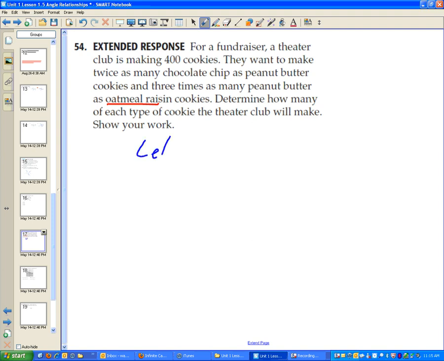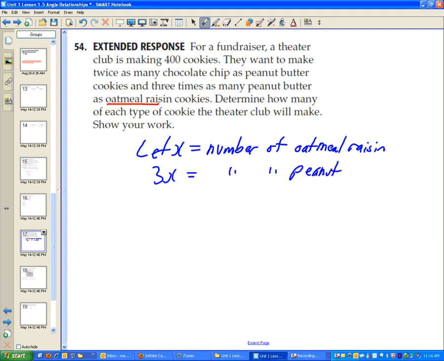So I let X equal the number of, and if you don't have this, you need to write this down, the number of oatmeal raisin cookies. And then they say that there are 3 times as many peanut butter as oatmeal raisin. So what's 3 times X? 3X. So 3X is the number of peanut butter cookies.